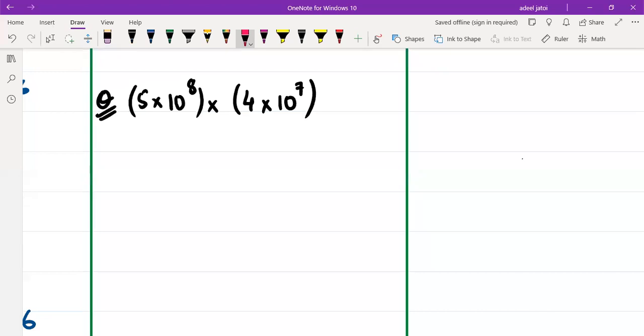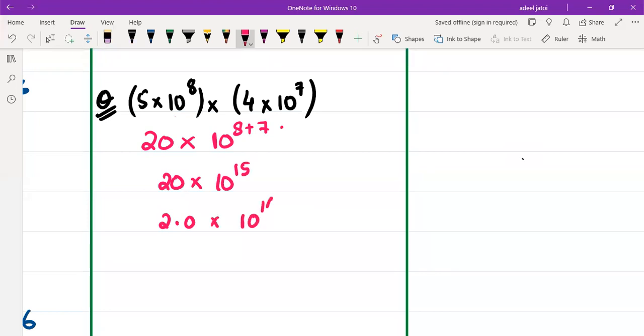Another example: 5 multiplied by 10 to the power 8 multiplied by 4 multiplied by 10 to the power 7. Can we say 5 multiplied by 4 will be 20? Whereas 10 bases are same and multiplied, that means powers should be added. So 20 multiplied by 10 to the power 15. But this is not your answer. Whenever there is 10 to the power, you need to give it in the standard form. Your answer would be 2 multiplied by 10 to the power 16.